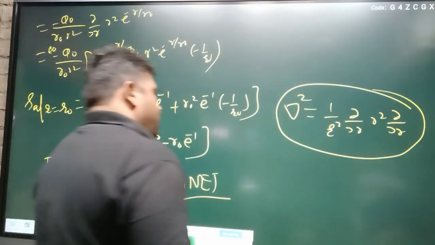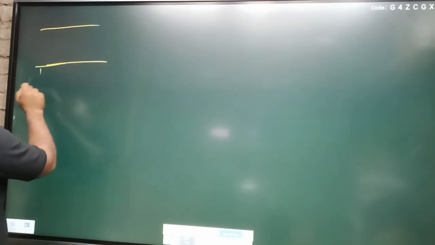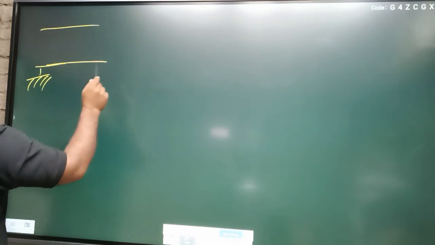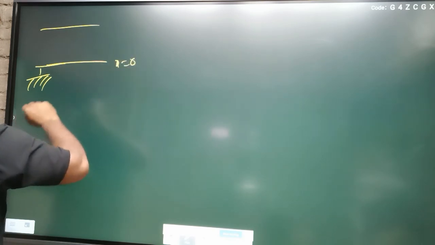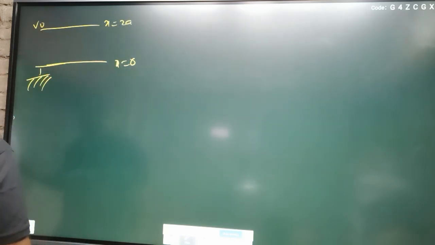Okay. Problem. There are two parallel plates. First plate, second plate. The lower plate is grounded, at x is equal to 0. The plate at x is equal to 0 is grounded, and the plate at x is equal to 2a has potential V0. Here there is uniform charge density rho in between. Find the potential between these two plates.